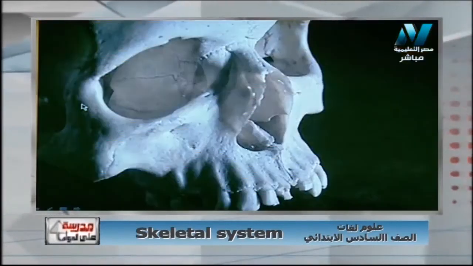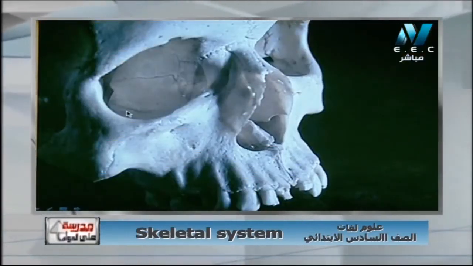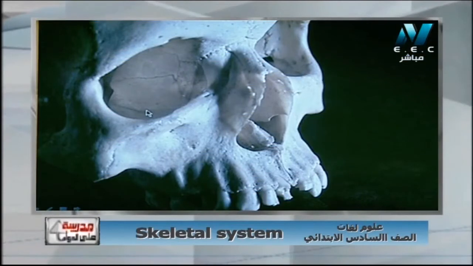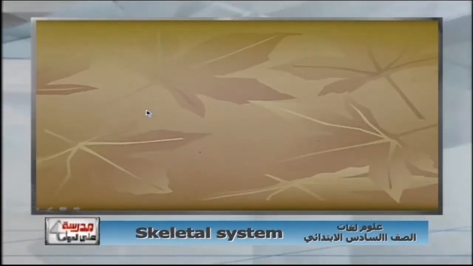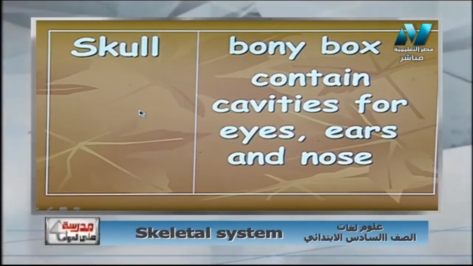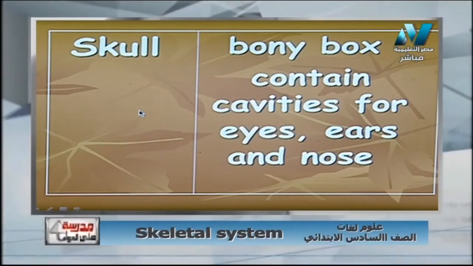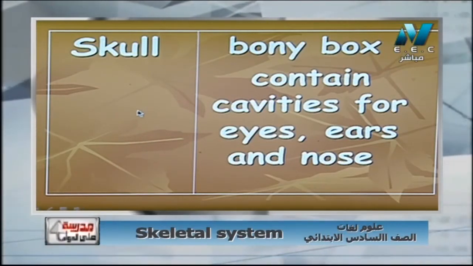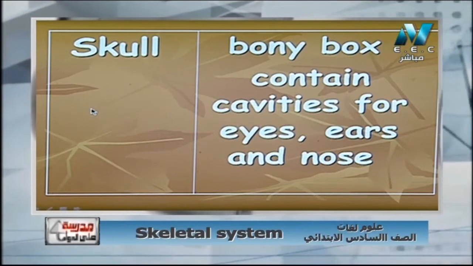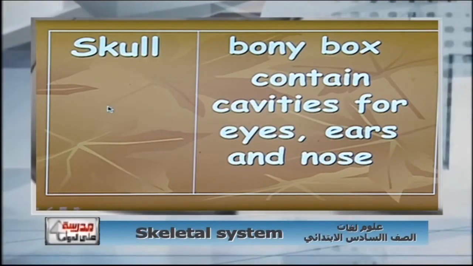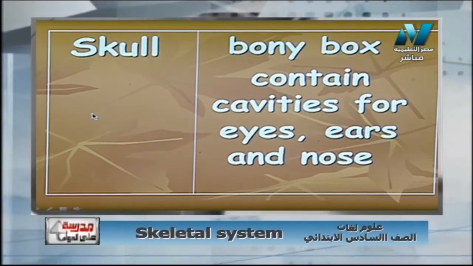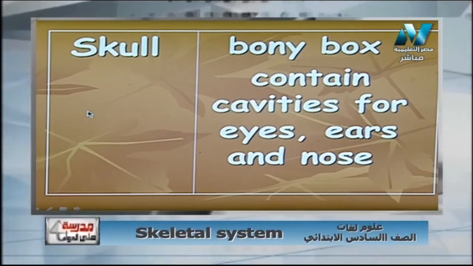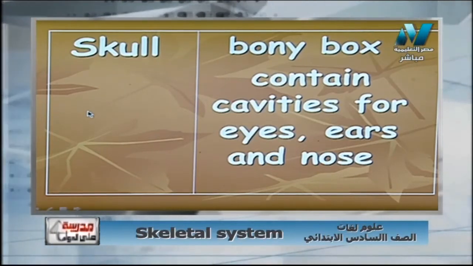What's about the skull? What's its function? It is a diagram for the skull. ما نخافش منها طبعا دي skull بلاستيك مش حقيقية. السكال ايه هي؟ a bony box, علبة عظمية, contains cavities for eyes, ears and nose. فيها تجاويف للعين والأذن والأنف. يبقى ربنا عمل في السكال كافيتيز تجاويف عشان يكون فيها الايز والايرز والنوز.